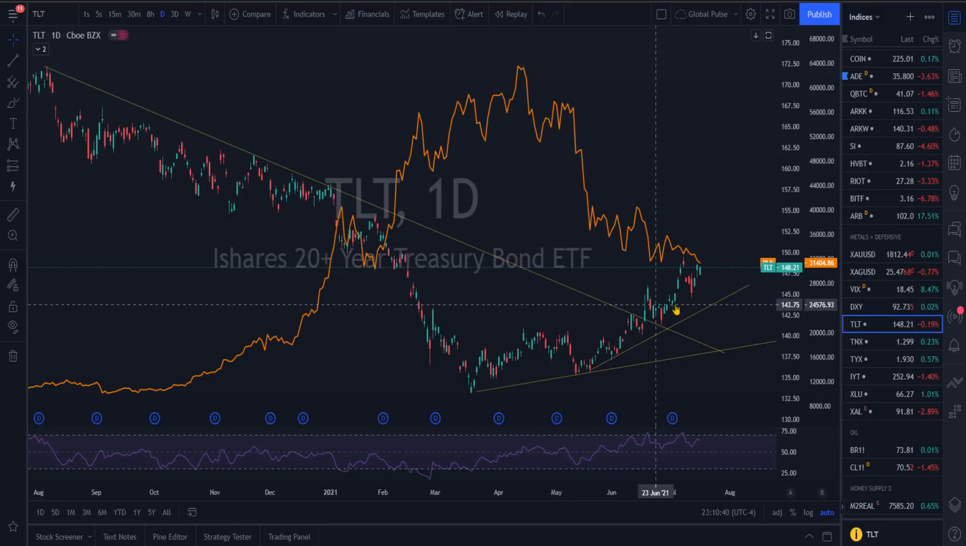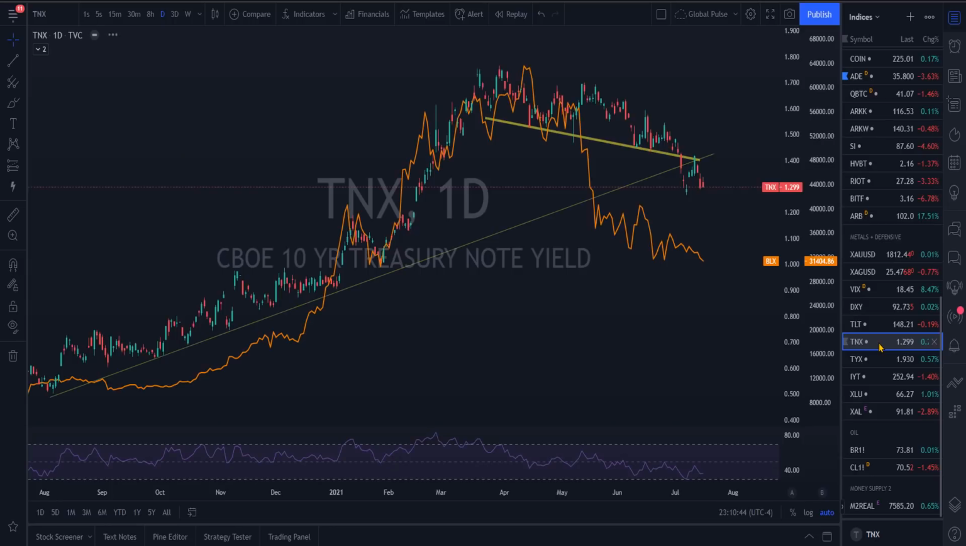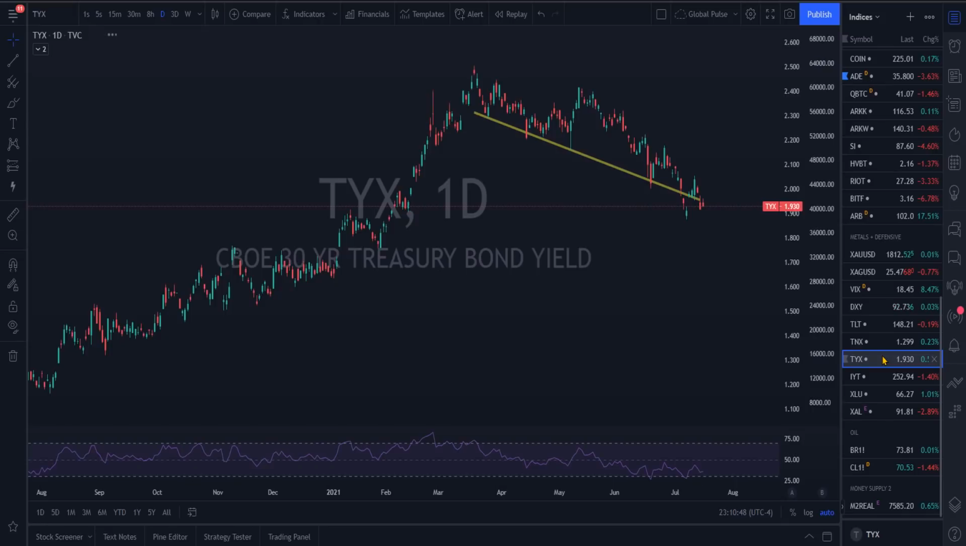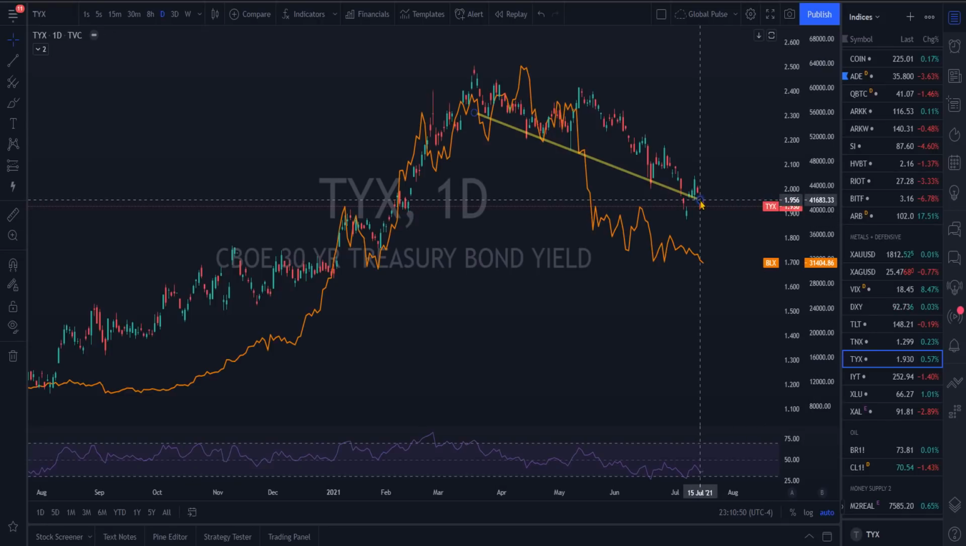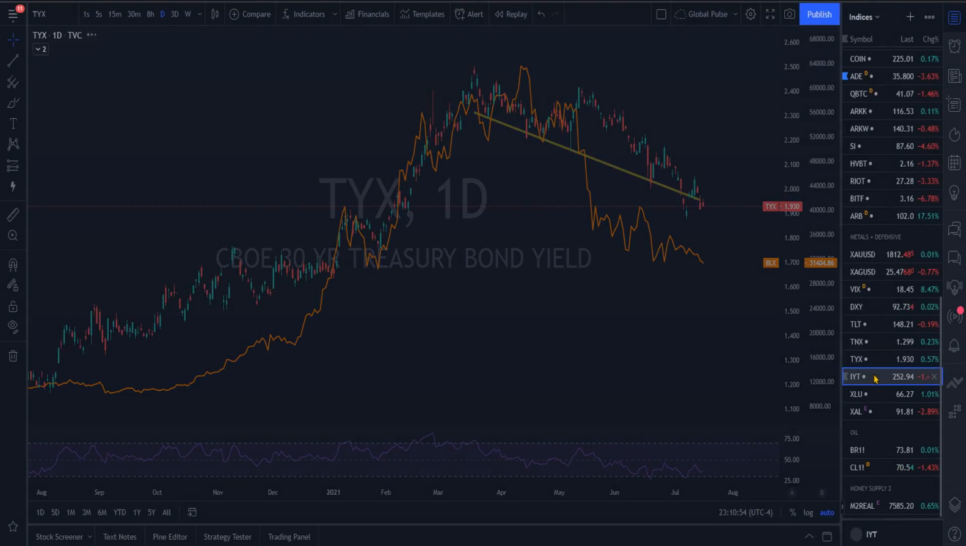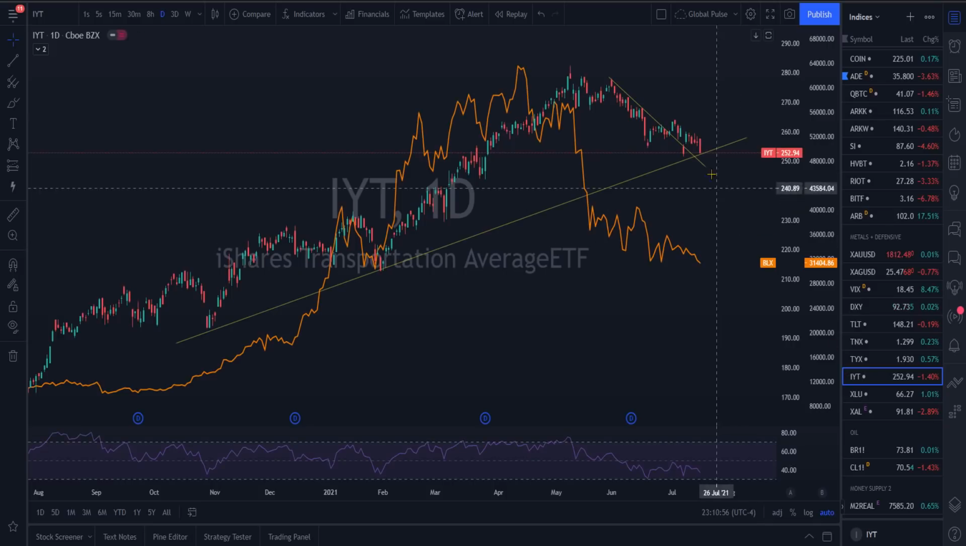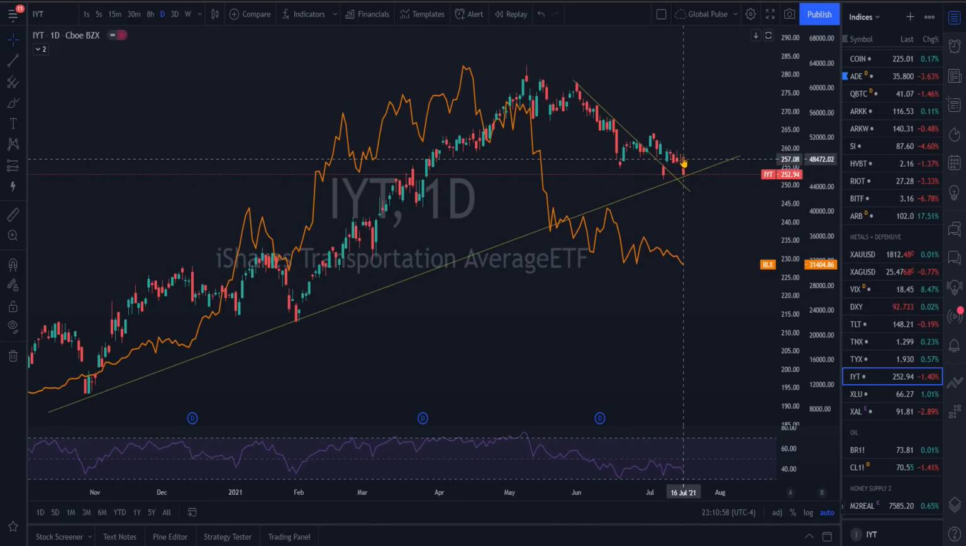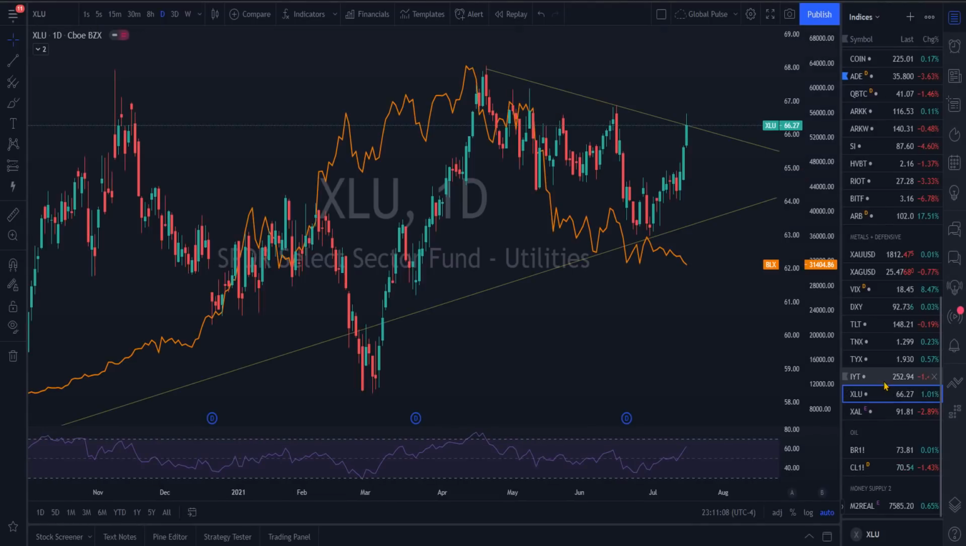Let's look at treasury bonds. We can see treasury bonds strengthening. Yields are falling because they move inversely. 10-year and 30-year, but still quite solid around that support line. Let's have a look at transportation. We can see some weakness in the transportation sector. Could be because of the Delta virus, or it could be just its correlation with major indexes.